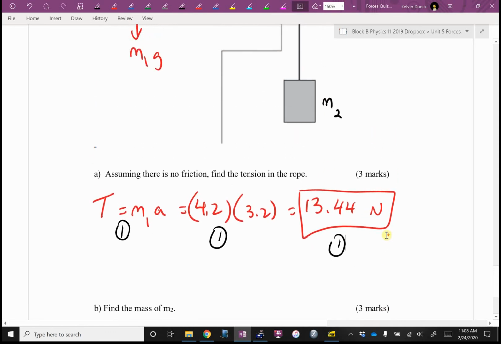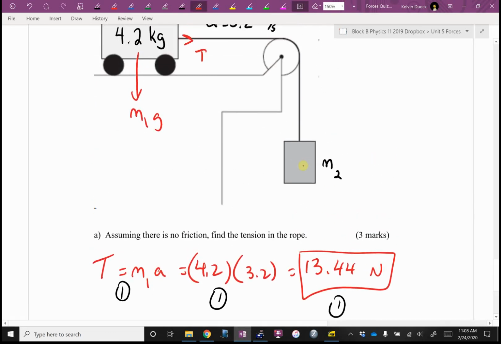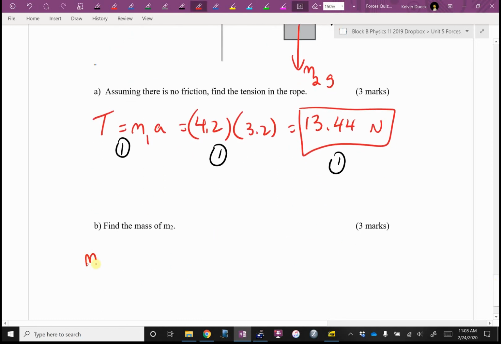Now it wants me to find the mass. Okay. What are the forces acting on mass 2? M2G and tension. I'm going to write an equation just for mass 2. Which force is winning in mass 2? I think M2G, because mass 2 is accelerating down. So it's going to be M2G minus tension equals M2A.